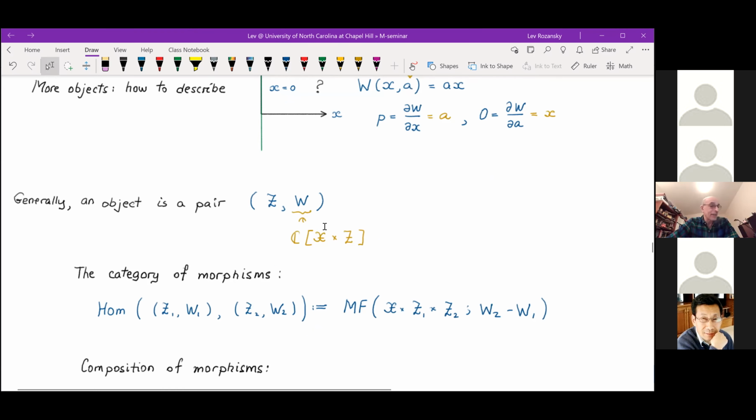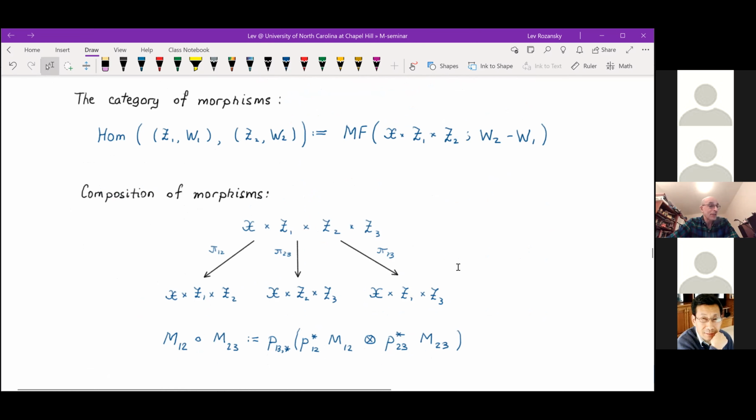So generally, an object of this two category is a pair of an auxiliary variety Z and W, which is a polynomial over X times Z. And the category of morphisms is matrix factorizations over X times two auxiliary varieties of the difference of superpotentials, as usual. And if you want to compose, there is the usual story about pullbacks and push forwards applied to Z's, whereas X remains the same.